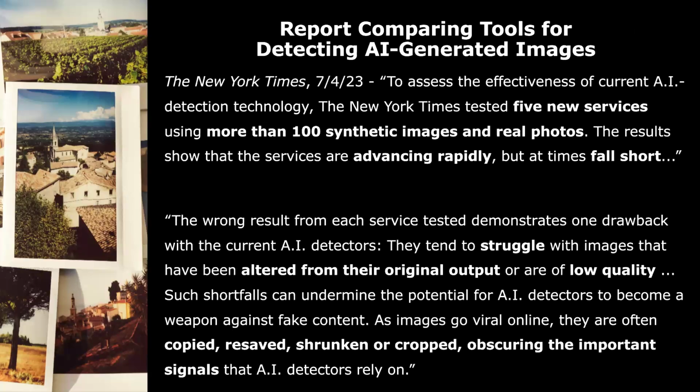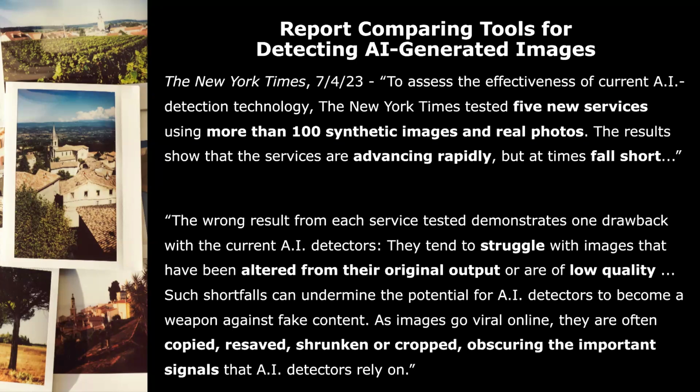A similar result was found in a July 4th, 2023 article from the New York Times about tools for detecting AI-generated images. Quote, to assess the effectiveness of current AI detection technology, the New York Times tested 5 services using more than 100 synthetic images and real photos. The results show that the services are advancing rapidly, but at times fall short, end quote.